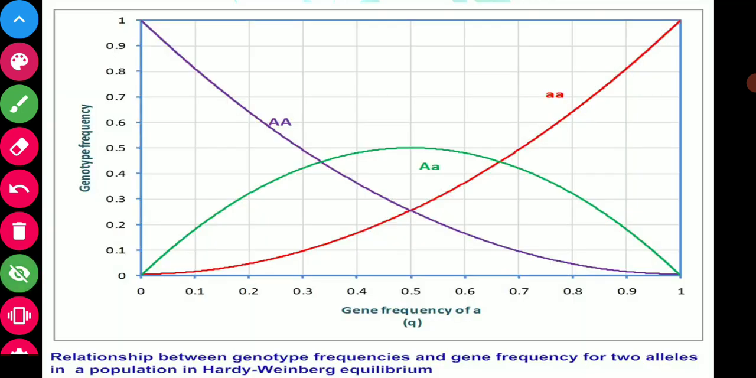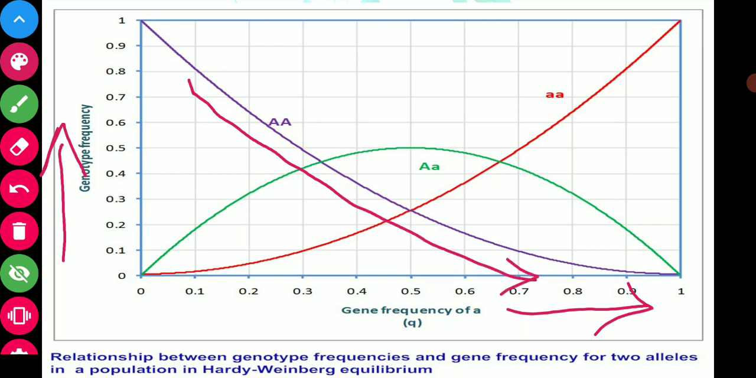Then this is the graph that I was talking about. Here you can see the gene frequency is in increasing order, and here the genotype frequency. When the gene frequency of A, the dominant gene, is decreasing, the frequency of the other gene is increasing. You know the sum of all the gene frequencies will be 1, so P plus Q is equal to 1. It is quite possible that if P increases, Q will decrease.